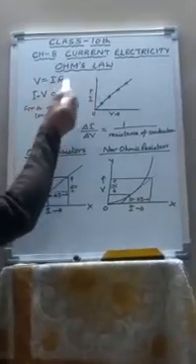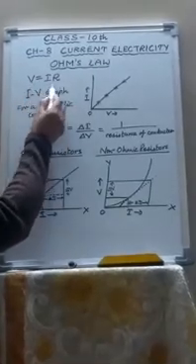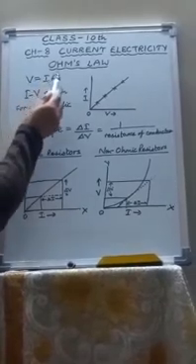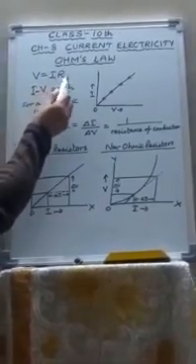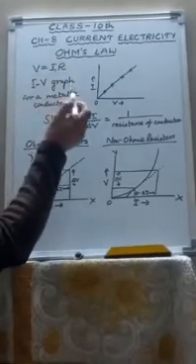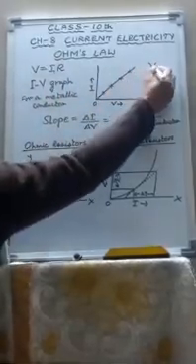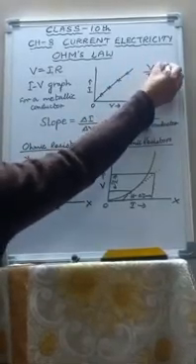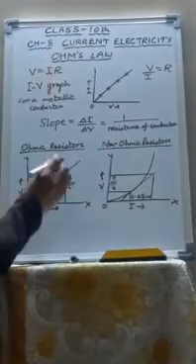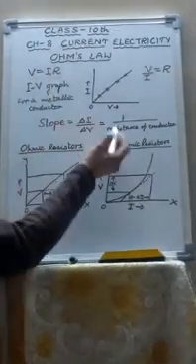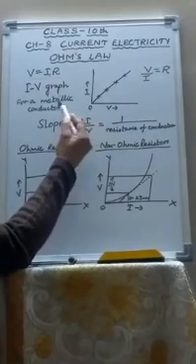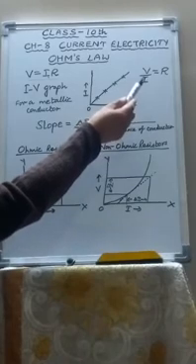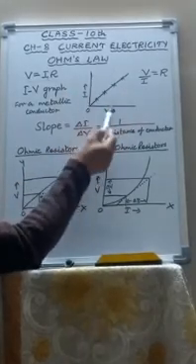The mathematical form of Ohm's law is V equals IR. V is potential difference, I is the current, and R is the resistance of the conductor. That means V upon I will always be a constant, and this constant is taken as resistance R. So, if we plot a graph for a metallic conductor, for a metallic conductor the ratio V upon I is always a constant for all the values of V and I.